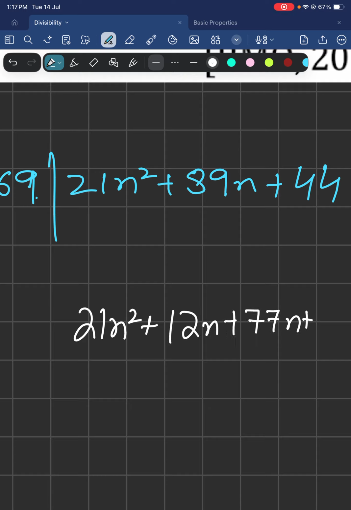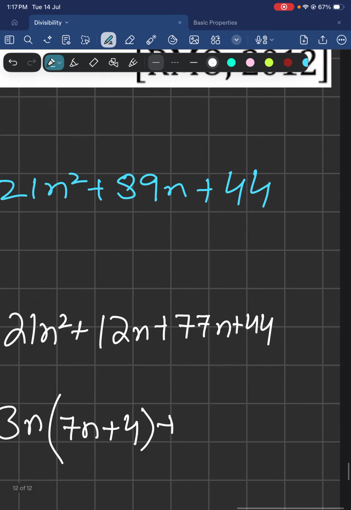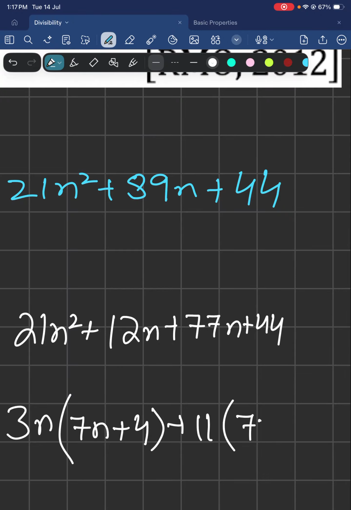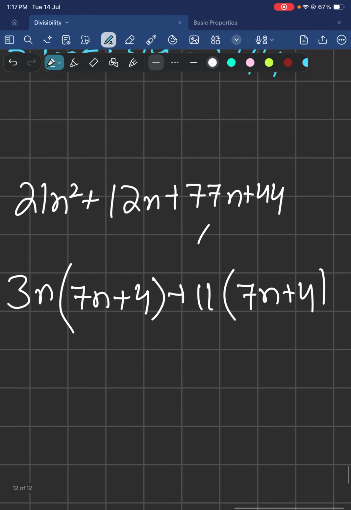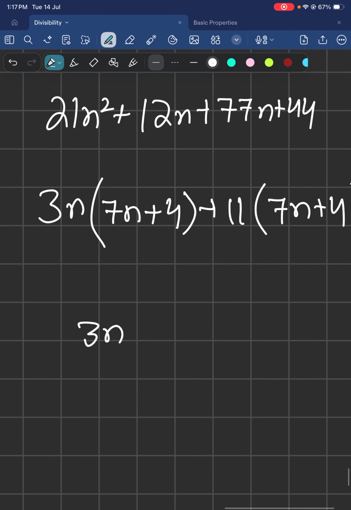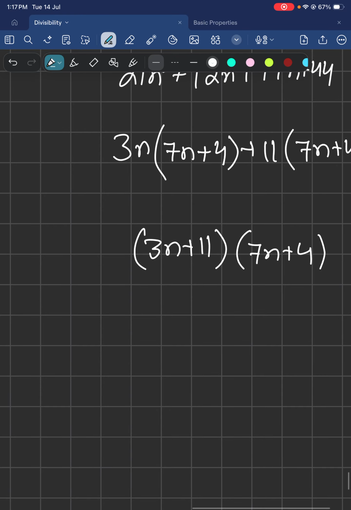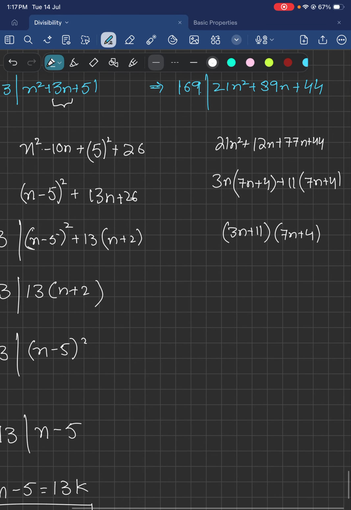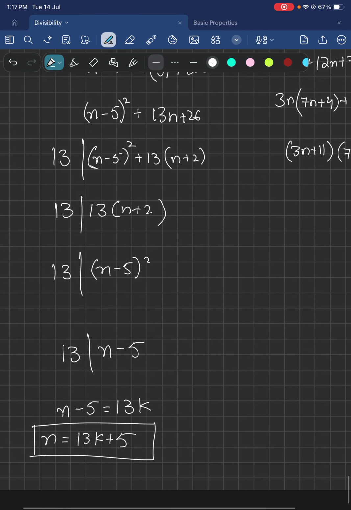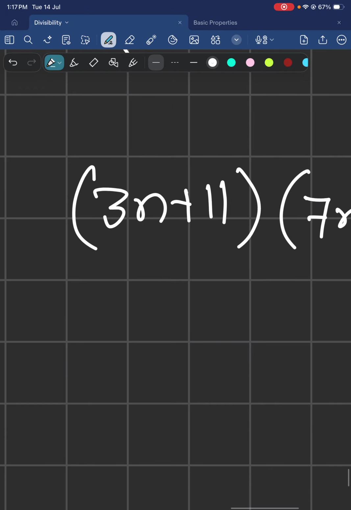12n plus 77n plus 44, and I can take 3n common here, and then I will be left with 7n plus 4, right? And then I can take 11 common here, and then I will be left with 7n plus 4, and then I got 3n plus 11 times 7n plus 4. Okay, so we have got this very nice equation. I can plug in the value of n here.